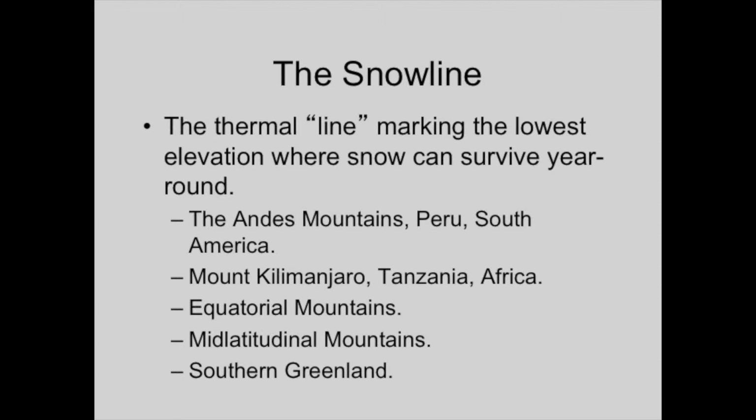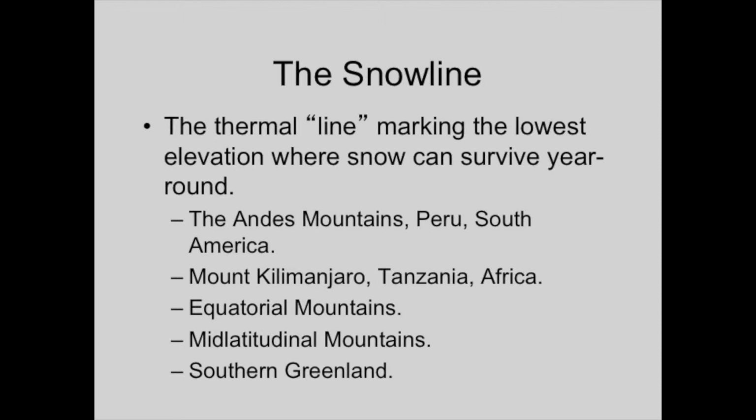Glaciers form in areas of year-round snow accumulation. These are physical areas of either high latitude or any latitude where we have pretty significant or high elevation. We relate the term snow line to be that physical point marking the lowest elevation where snow can survive year-round. And we find ideal snow line expressions in places like the Andes Mountains in South America or Mount Kilimanjaro in Africa.